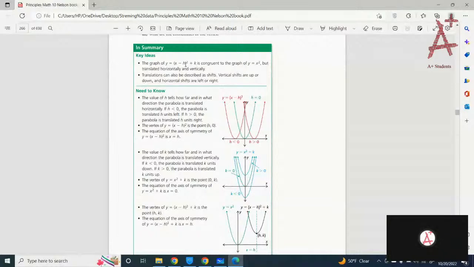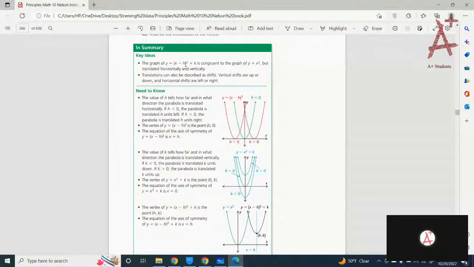Got it? So the vertex of y equals (x minus h) whole square is the point (h, 0). So if x minus h is in the equation, h is the x-coordinate of the vertex here. The equation of the axis of symmetry of y equals (x minus h) whole square is x equals h.